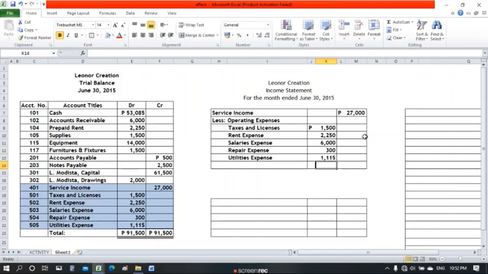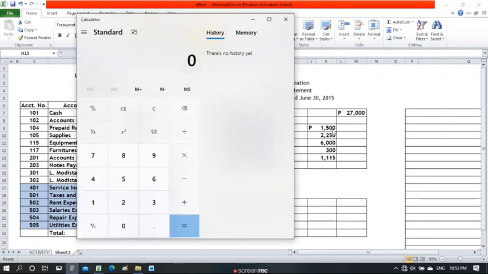After you copy all the amount of the expenses, you will need to get the sum or the total of the amount for the expenses to be deducted from or to be less in the amount of the income. So if the result is a positive amount, that is an income. If that is a negative, that is a net loss. So let's get the total of the expenses.